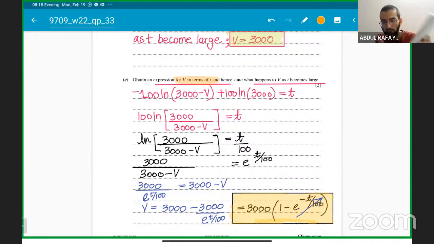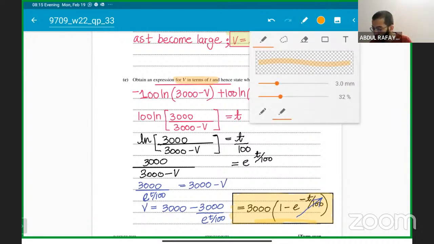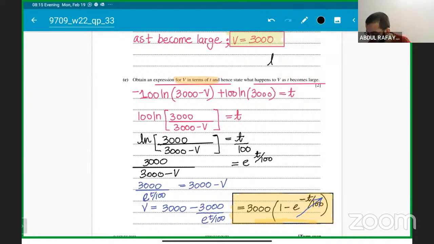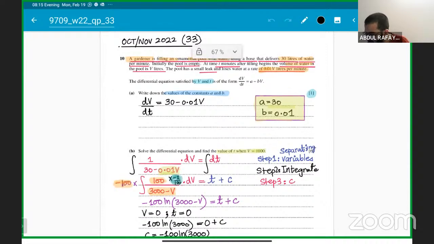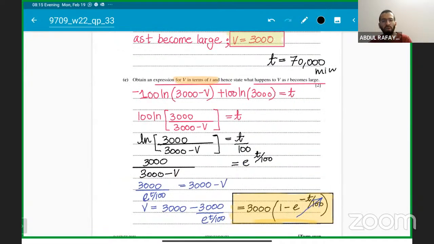Okay, take out a calculator. Try some huge value of t. Give me a value, anyone? Let's try 70,000. T here is minutes, so 70,000 minutes. So let's put 70,000. A huge value. Understood? Are you all following with me?